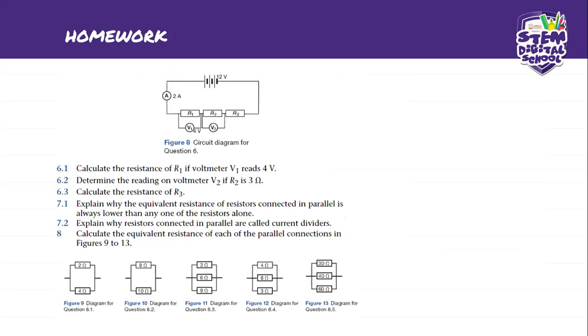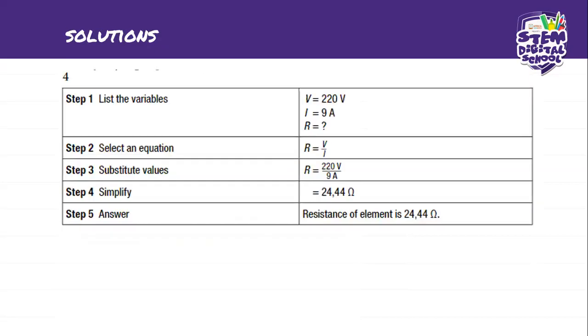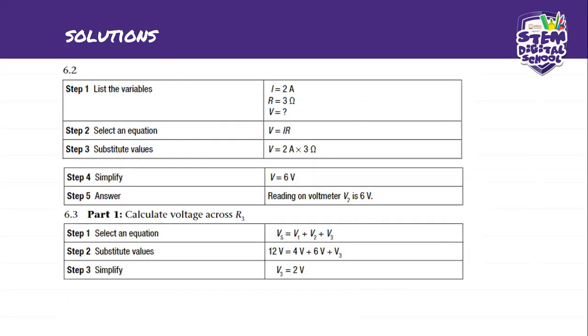Number 7.1 says, explain why the equivalent resistance of resistors connected in parallel is always lower than any one of the resistors alone. Because they're dividers, they're dividing. It's always 1 over R1. Number 2 says, explain why resistors connected in parallel are called current dividers. That one we've been on about. They're called current dividers because they are individual. They are the individual sum of the resistors connected in parallel. So let's see what they say.